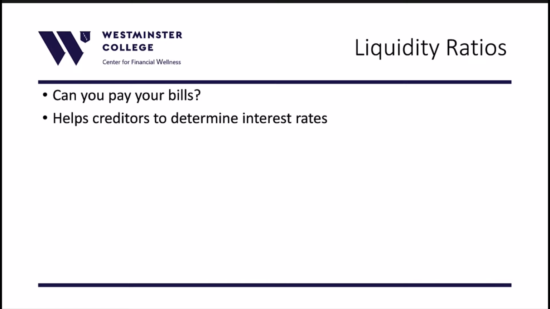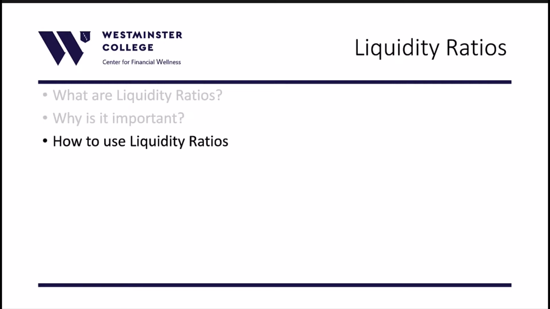Also, things like the tie ratio, that times interest earned, helps creditors determine interest rate. If you have a higher tie ratio, meaning you have more money after you've already paid your debt obligations, then they are likely to give you a lower interest rate because they know you're more likely to not default on that.